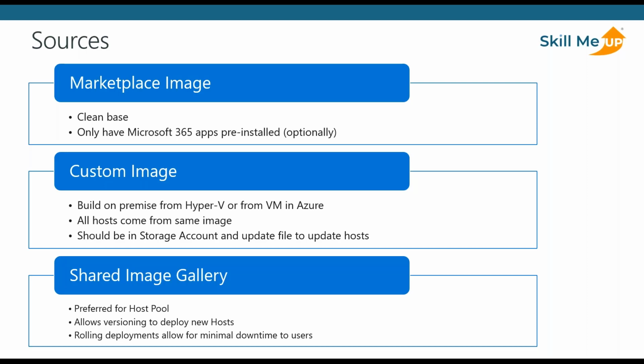A shared image gallery, however, allows you to put versioned images into a gallery, and it will keep track of each one of those individual images. So every time you make a new deployment, you put it out there.